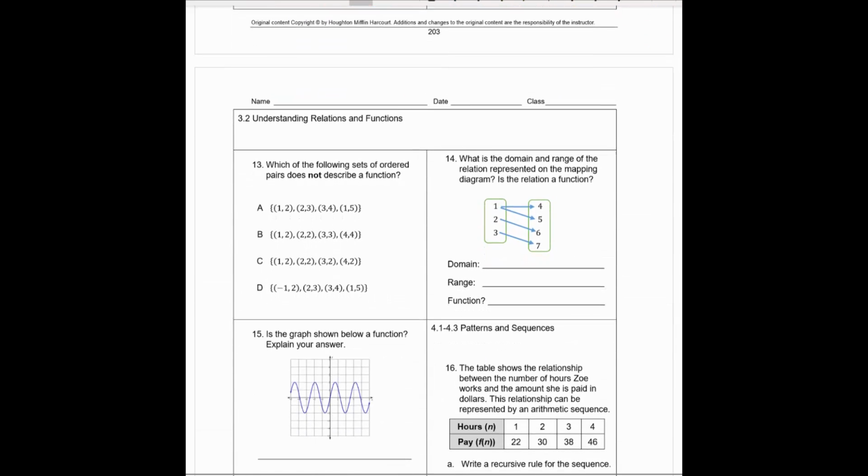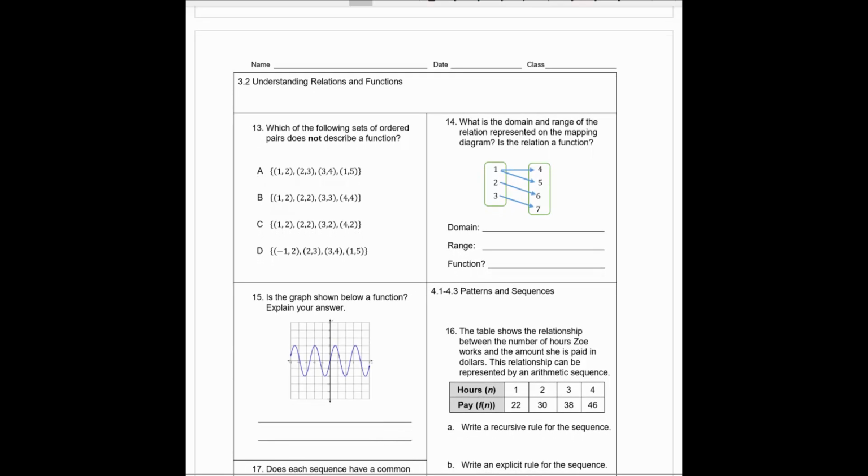Understanding relations and functions. So we've got 3 different problems with this, and it's different ways that we represent relations. So we can represent it with a set of points or ordered pairs, like on 13. 14 uses a mapping and also asks us about domain and range. And then 15 gives us a graph.